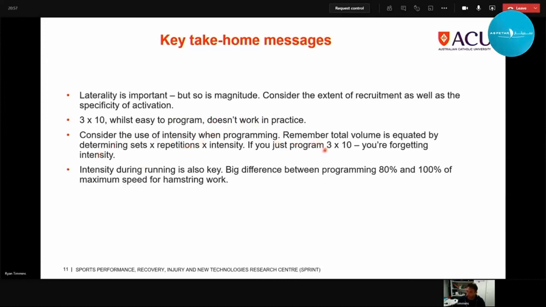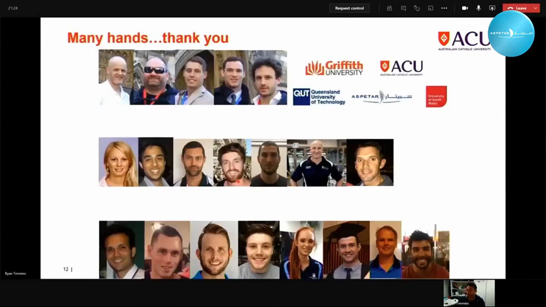When we program things, we do need to remember that intensity is part of our programming calculation for volume, so sets by reps by intensity. If you just go 3x10 and you don't change that, you're going to forget that intensity is a really key factor of our programming. Running intensity is key. Again, the balance between 80% and 95%, even 100% of max sprinting has a big difference to the implication of the hamstring work that we do.